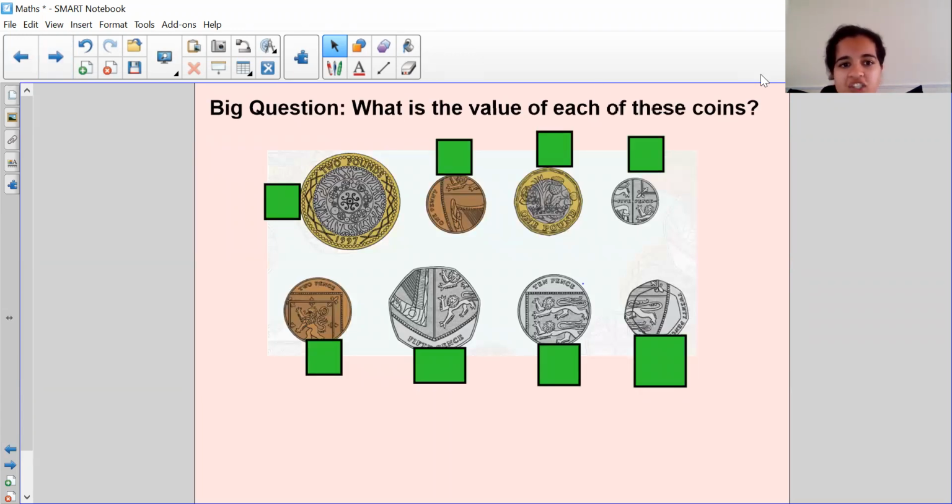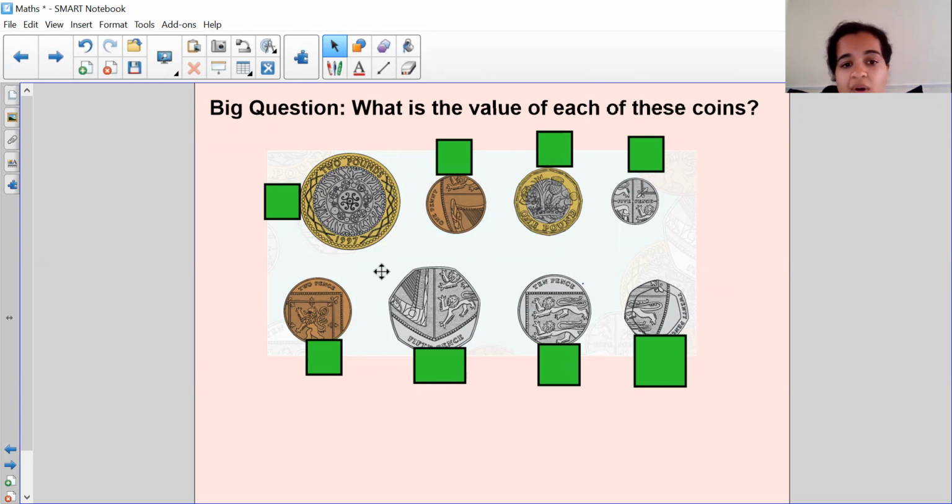So our big question: what is the value of each of these coins? Now, if you do have some coins in your house, you can go and have a look at them as well. It's a little bit easy with coins because all you've got to do is look very carefully and the answer might be on the coin itself. If you can use your phonics, your tricky words, your sounds, you might be able to see the value on the coin itself.